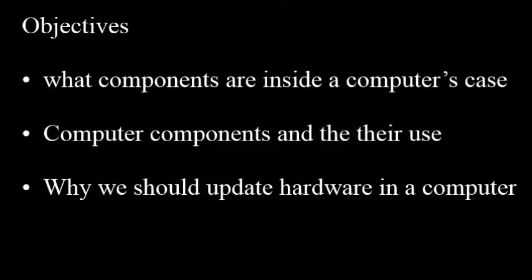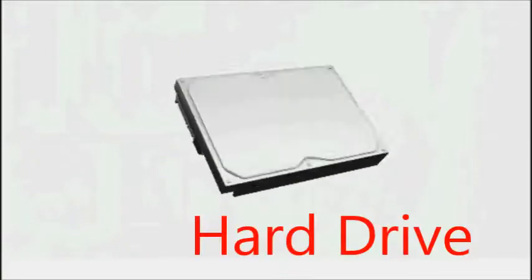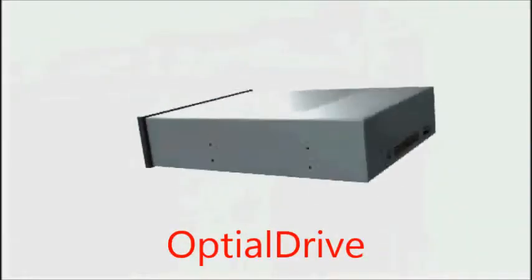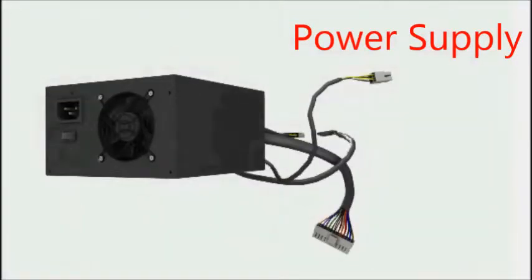The objectives of this lesson are: what components are inside a computer case, computer components and their use, and why we should update hardware in a computer. As we saw in Lesson 2, the components, also known as hardware devices, are as follows: a motherboard, RAM, CPU, hard drive, optical drive, and the power supply.